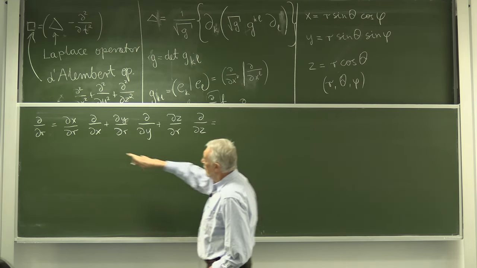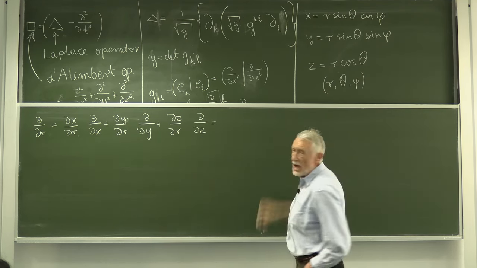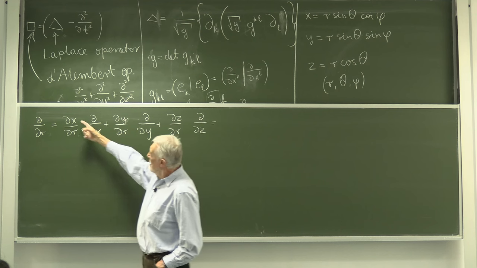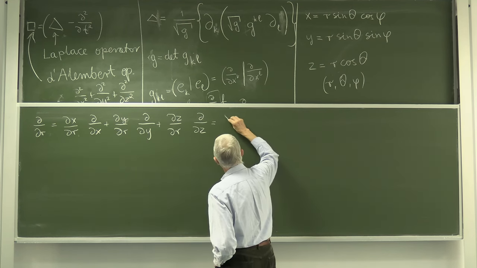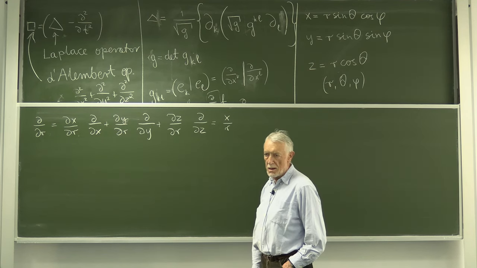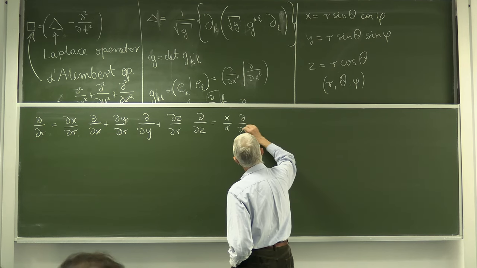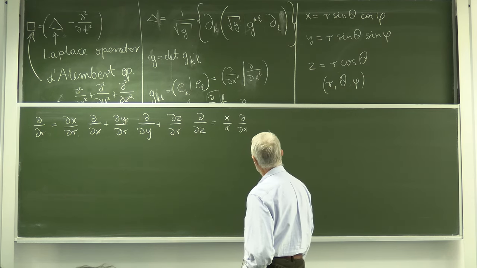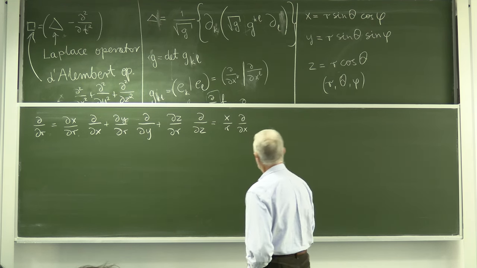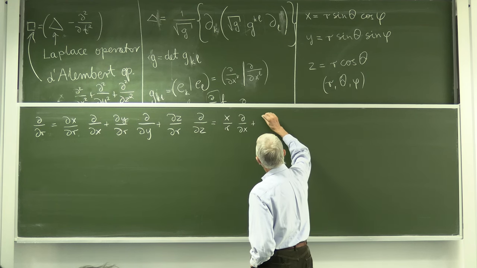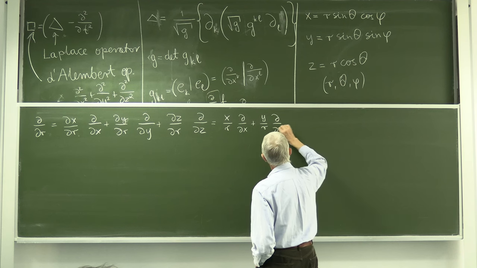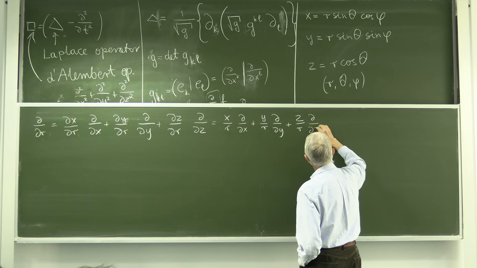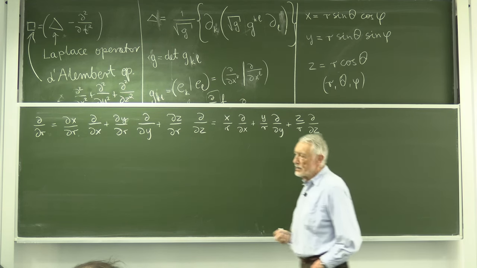But r enters linearly into this formula, which simply means that if I calculate the derivative, it is nothing but x divided by r times d over dx, plus y over r d over dy plus z over r d over dz. So just a small exercise.